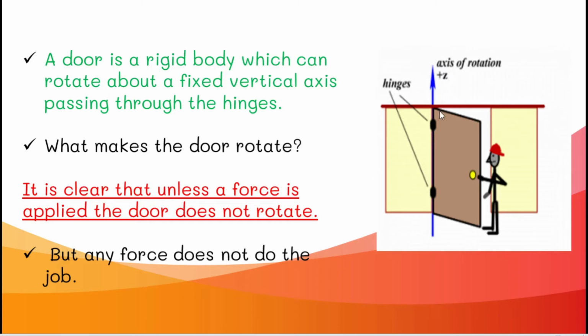So what makes the door rotate? Already we know there is a handle given in the door. If you want to open or close the door, we have to push or pull the door with the help of the handle. Then only the force comes into play, and the door is rotated. Without force, is it possible to rotate the door? No, it is not possible. It is clear that unless a force is applied, the door does not rotate. But any force does not do the job.